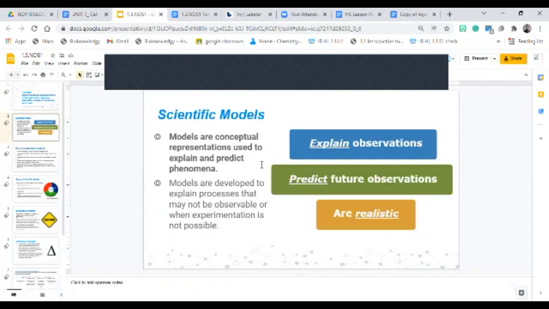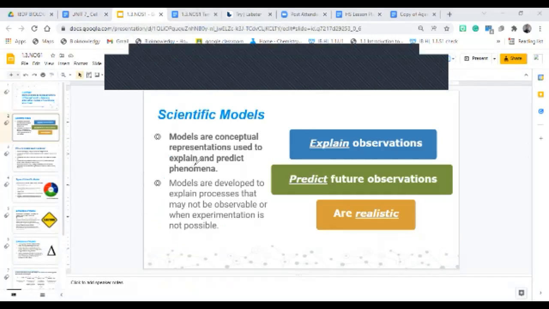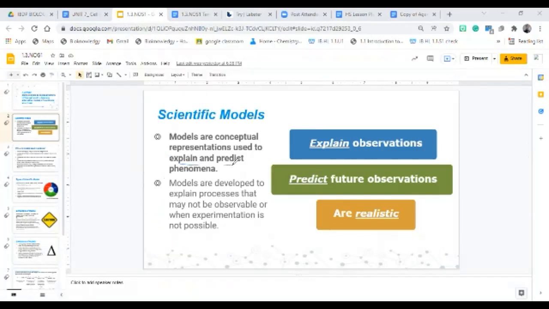Models are conceptual representations used to explain and also predict phenomena. In explaining, what are they explaining? They're trying to explain what has been observed, or they're explaining observations. Also, they are used to predict future observations.